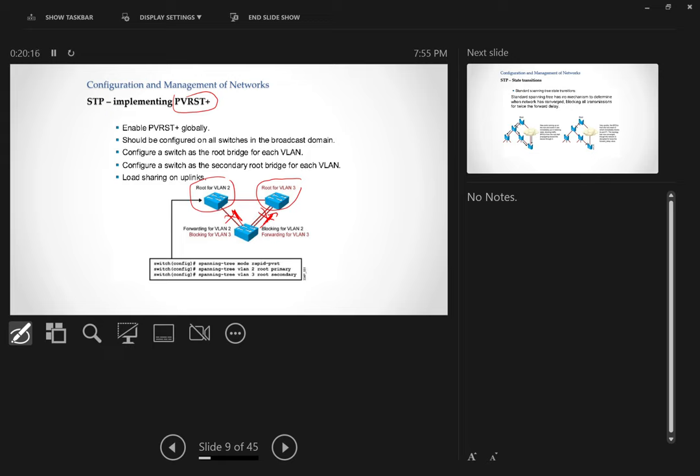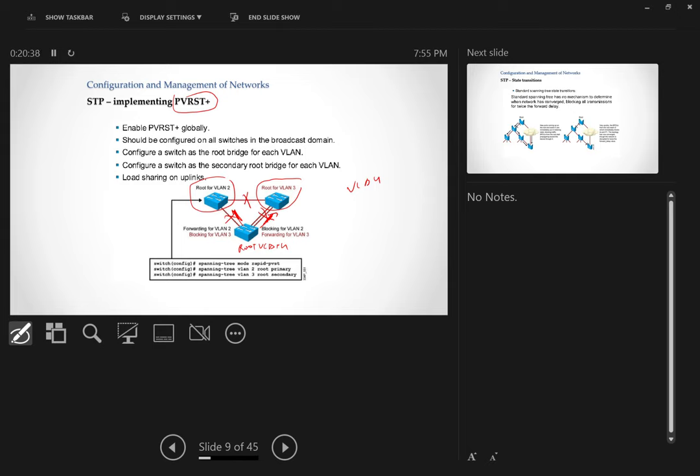If I have a third, for example, if I had a VLAN 4, I would put the root here for VLAN 4. And in that case, for VLAN 4, it would be this part that is cut. So each link is cut for one of the VLANs and forwarding for the other two.